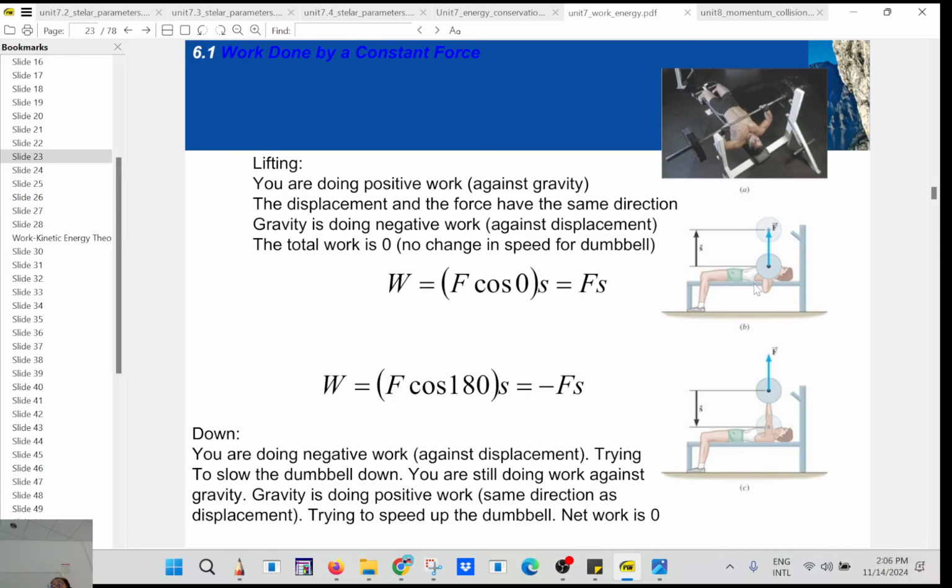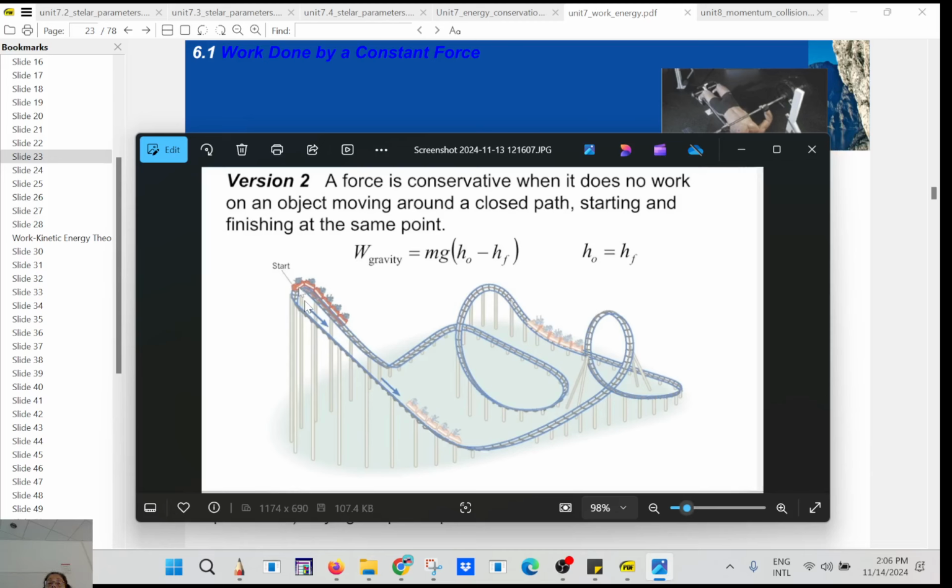I just want to bring your attention that when gravity is doing work, the equation is always mg times the difference in height. So for example, when you are going down, gravity is doing positive work because it helps the system go faster. When it's going up, it's doing negative work, right? Because it tries to slow it down.